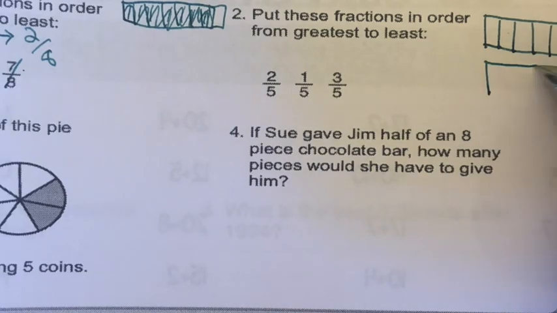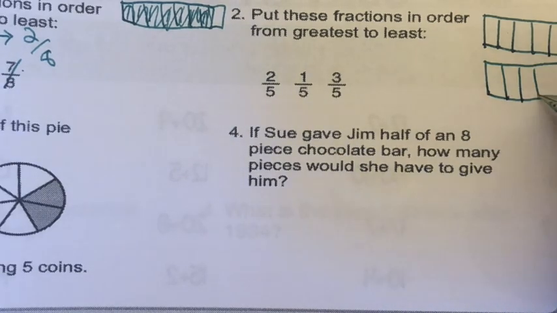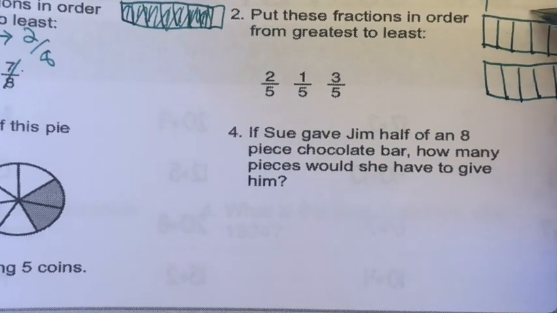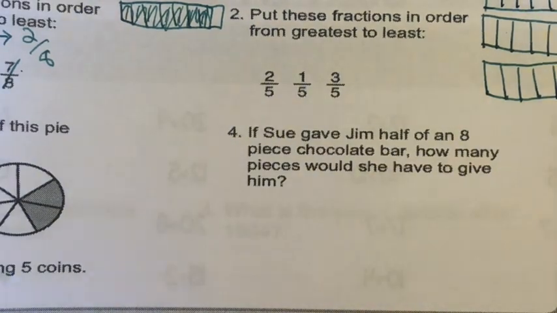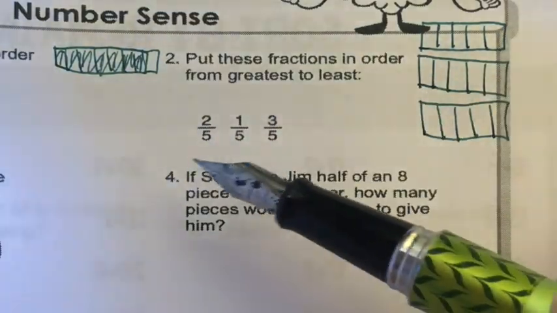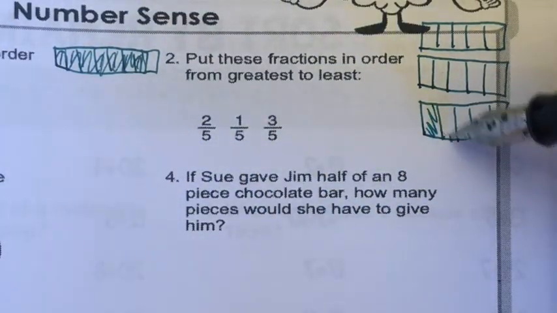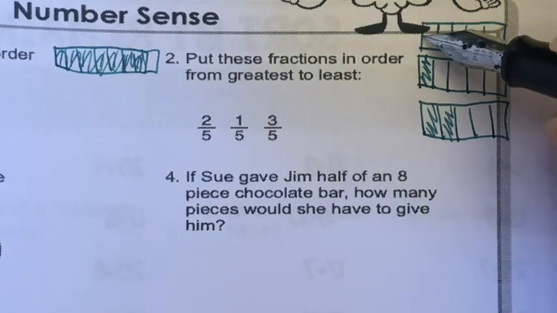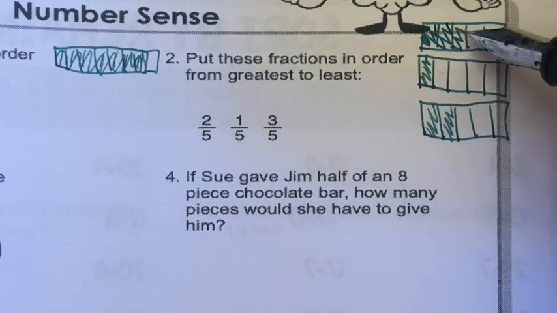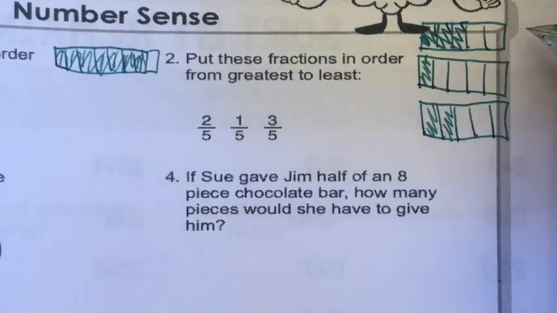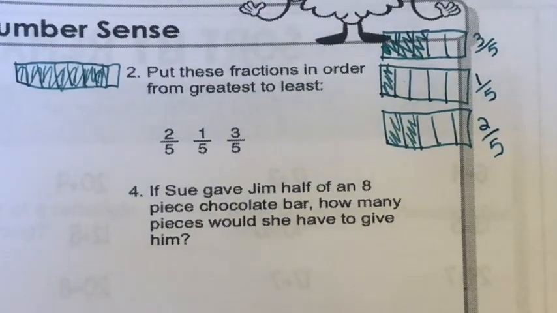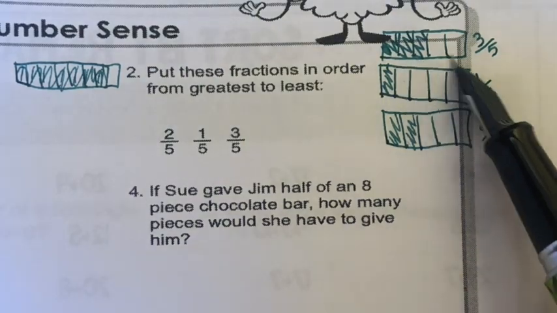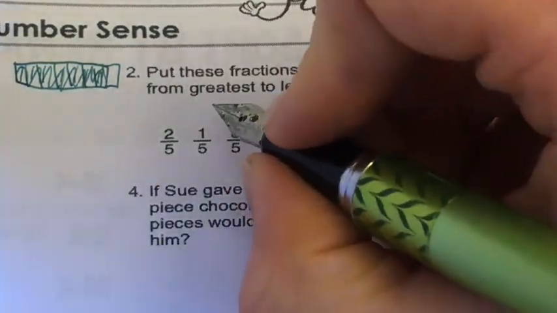I'm going to draw 3 of those right here, just to make sure that you know what I'm talking about. So those are my 3 chocolate bars. The first one, I have 2 pieces out of the 5. The second one, I have 1 piece out of the 5. And the third one, I have 1, 2, 3 pieces out of the 5. So this is 3/5, this is 1/5, and this is 2/5. It's asking which is the greatest. The biggest one is this one here. So this one goes first, 3/5.